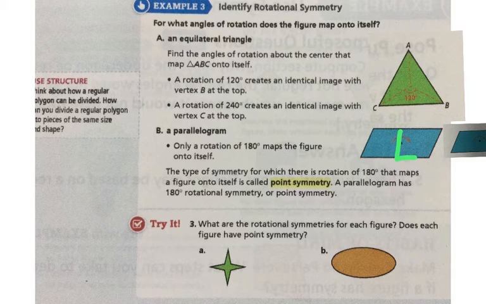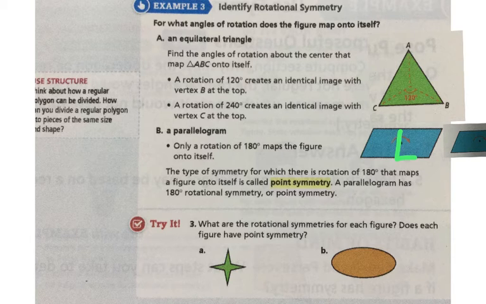So let's see if this pattern holds. What do you think about a pentagon? If I had a regular pentagon. You have to go 360 to get it to be on top of itself. Yes, so for this one, you're right. That's all the way back to 360.